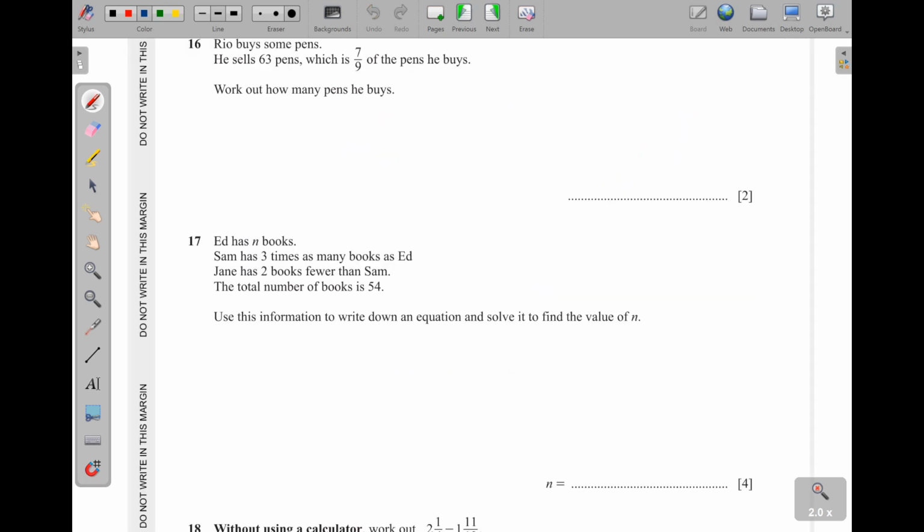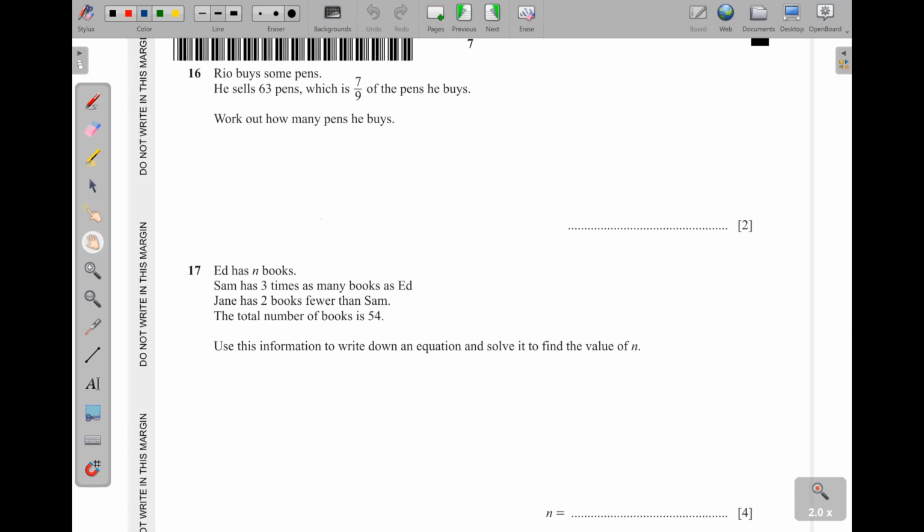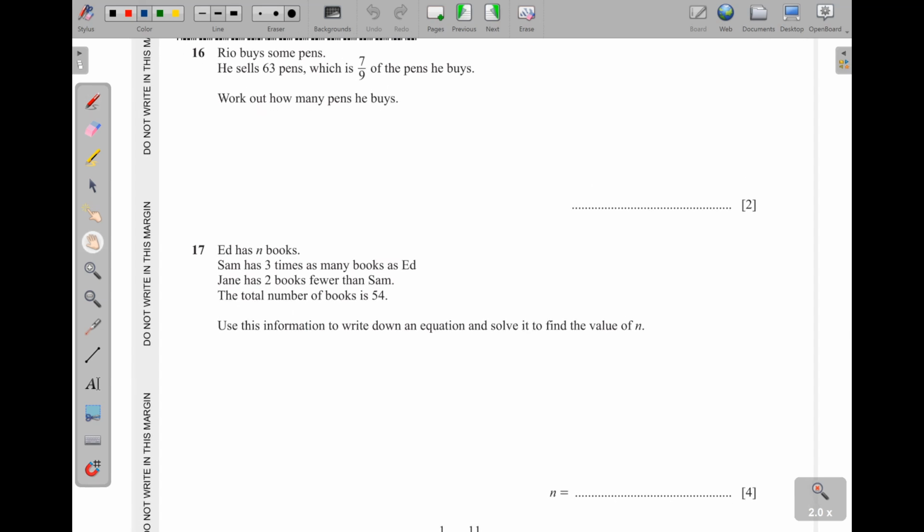Question 16. Rio buys some pens. He sells 63 pens, which is 7 over 9 of the pens he buys. Work out how many pens he buys. Now, we don't know the number of pens that he buys, so therefore I can say 7 over 9 of the number of pens he buys is equal to 63.